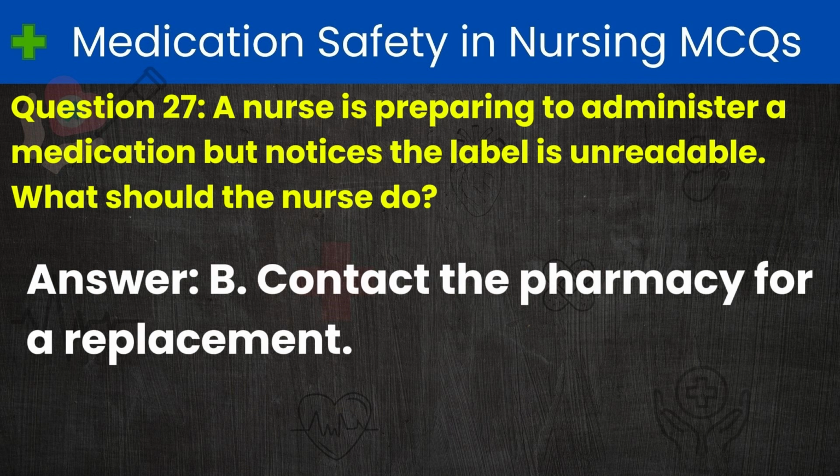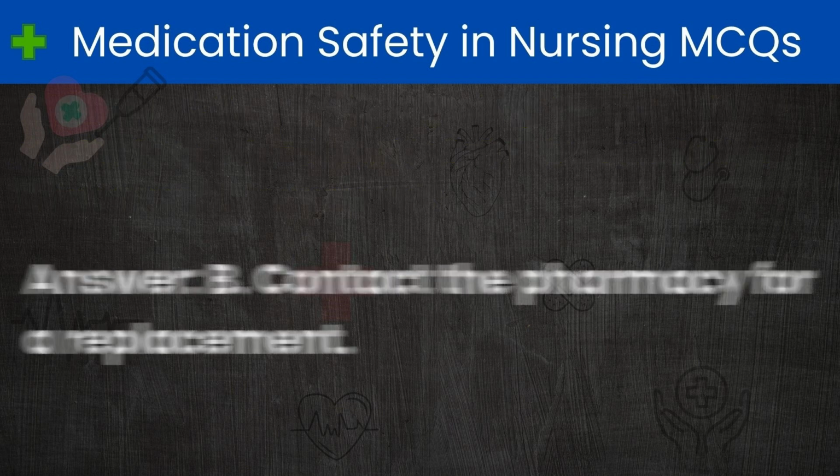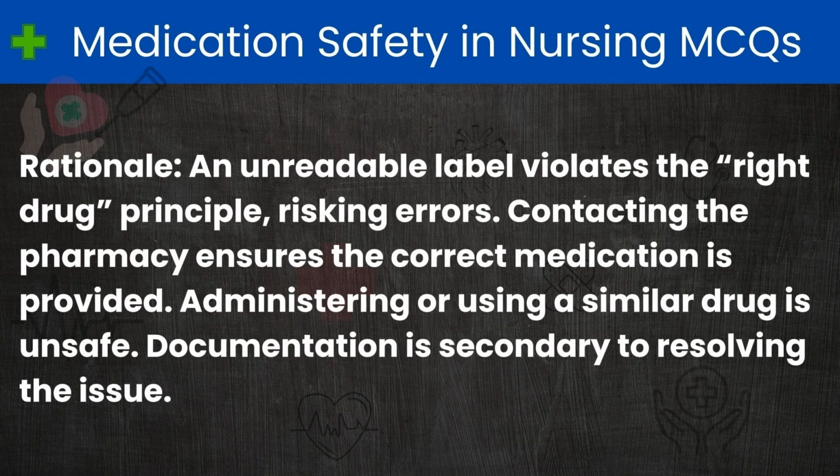Answer B. Contact a pharmacy for a replacement. Rationale. An unreadable label violates the right drug principle, risking errors. Contacting the pharmacy ensures the correct medication is provided. Administering or using a similar drug is unsafe. Documentation is secondary to resolving the issue.